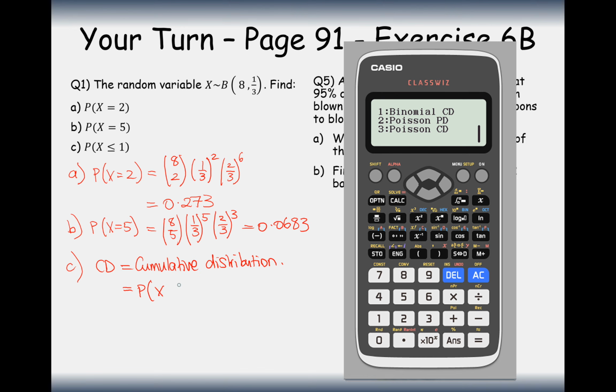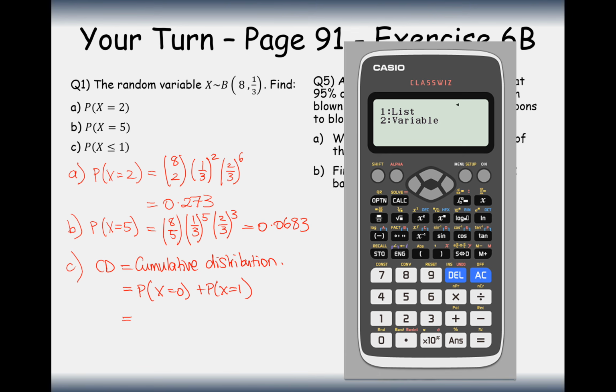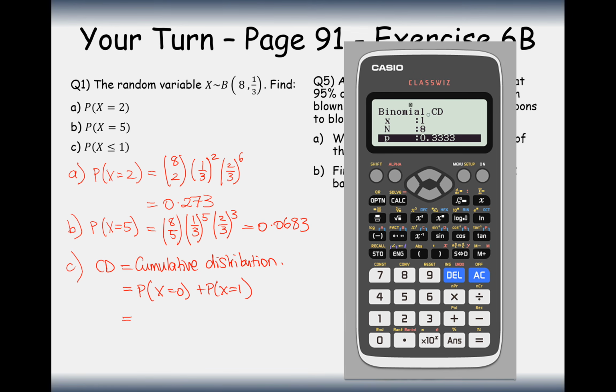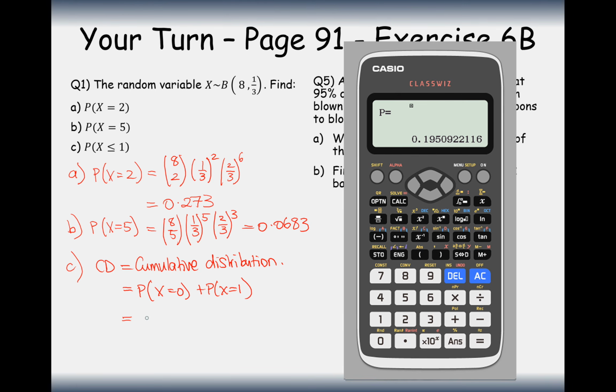We want the probability of x equals 0, add the probability of x equals 1. So we're accumulating our probabilities up to x equals 1. Scroll down on your menu button to binomial cumulative distribution. We'll go for variable again, and we want to accumulate our probability up to 1 with 8 trials, 0.333 as our probability, and we should get 0.1951. Okay, so there we are then.